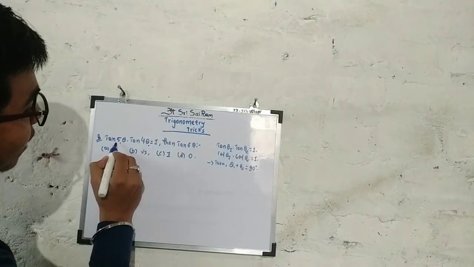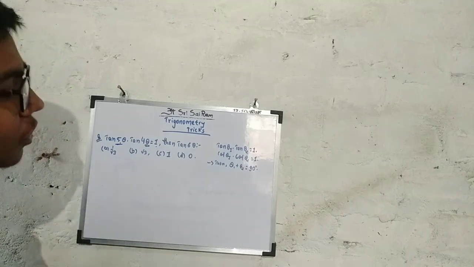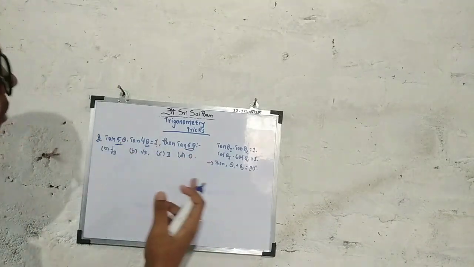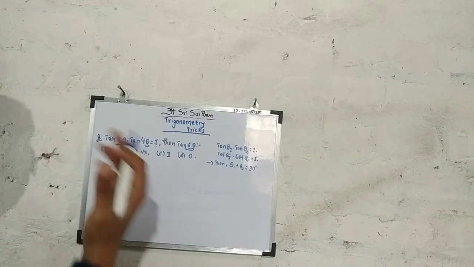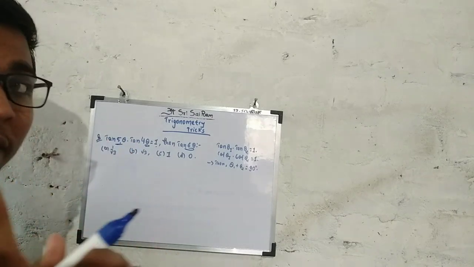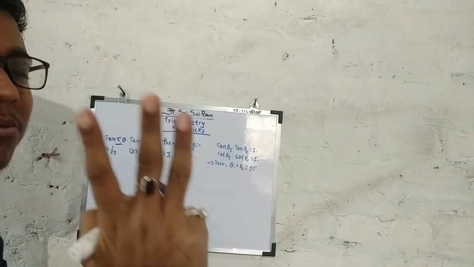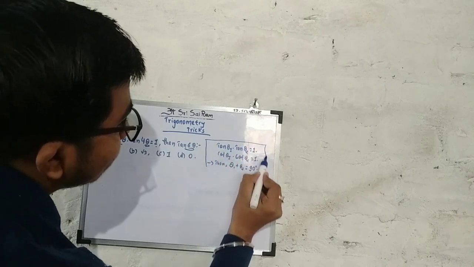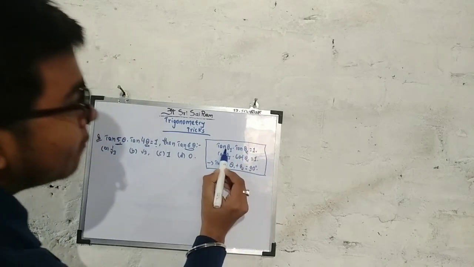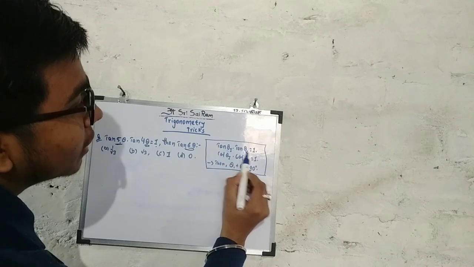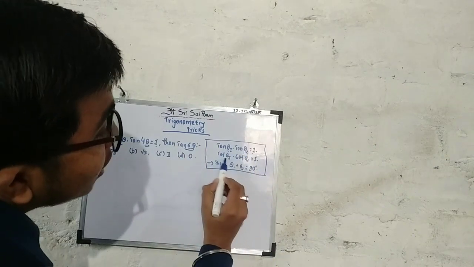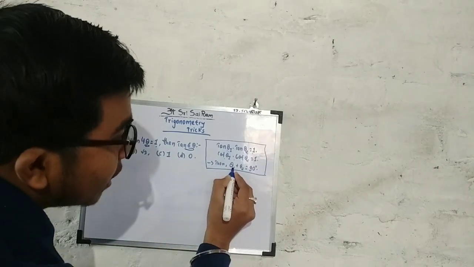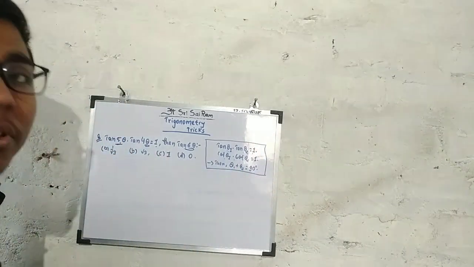This is the question: tan 5 theta into tan 4 theta is equal to 1. Then what is tan 6 theta? If you go by the traditional method, it will take a very long time and you will waste time. Now, if I say you just remember 3 things in exams, many questions will be done. Remember that if tan theta 1 into tan theta 2 is equal to 1, or cot theta 1 into cot theta 2 is equal to 1, then theta 1 plus theta 2 is equal to 90 degree.